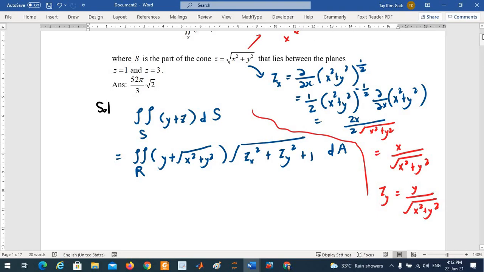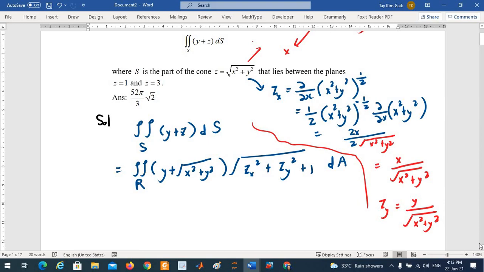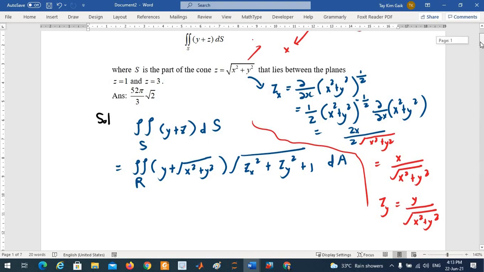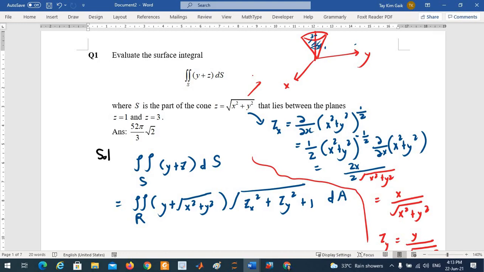In the surface integral of a scalar field, dS changes similarly to the formula for finding surface area using a double integral: dS is the square root of zx squared plus zy squared plus 1 dA. Find zx and zy and plug into the formula. After you change dS, it becomes this square root dA across the region R. The cone is from 1 to 3, so you need to project it on your xy plane to get the projection, region R.